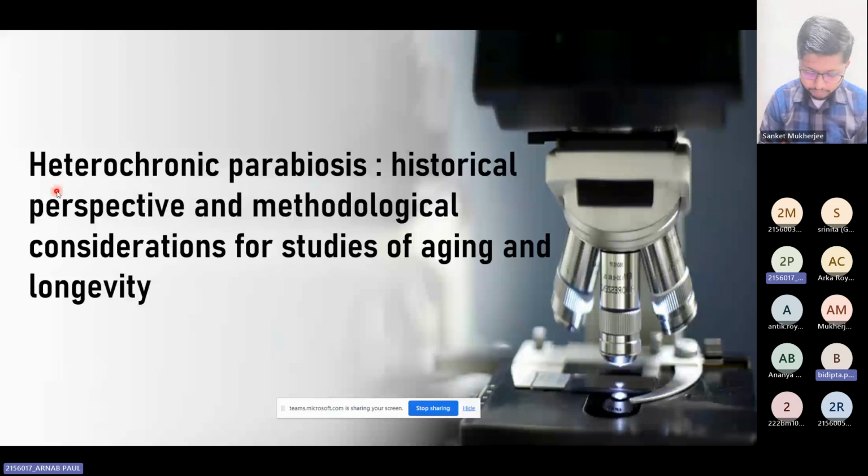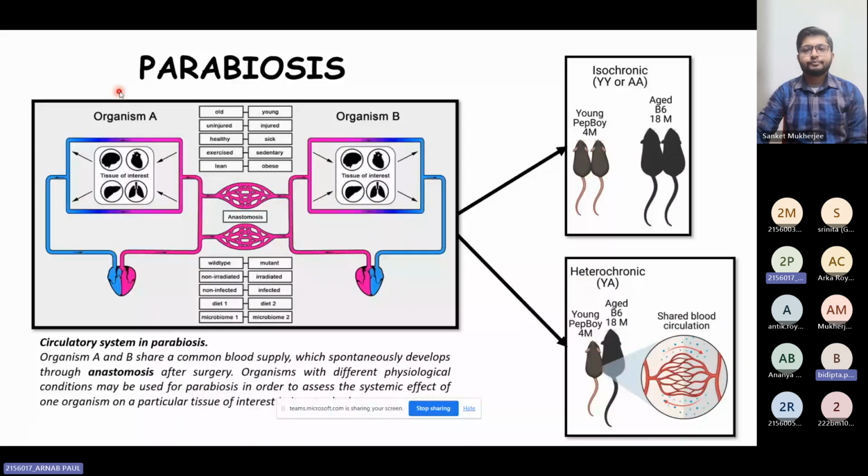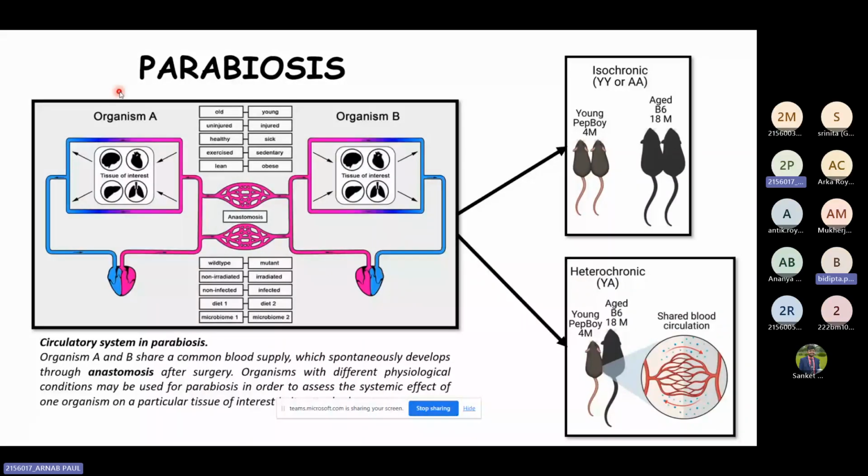Okay. Good afternoon. We are presenting on the topic of heterochronic parabiosis. At first, we need to know the term parabiosis. It refers to the condition in which two living organisms are joined surgically, sharing a common circulatory system termed as anastomosis. It is a complete form of transbiosis. Unlike transbiosis, there are no formal donor and host in parabiosis, as each organism is viewed as an equal partner.